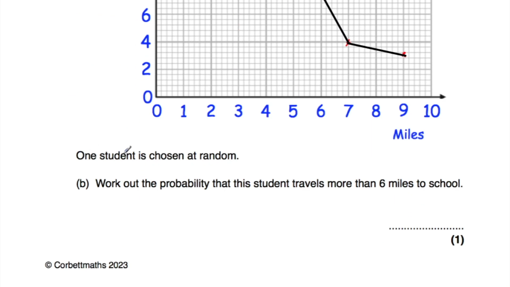So part B says a student is chosen at random. So one of the 48 students is chosen at random. So it's out of 48 because we said a student is chosen at random. And we're asked to work out the probability that this student travels more than 6 miles to school. So we need to figure out how many students travel more than 6 miles to school.